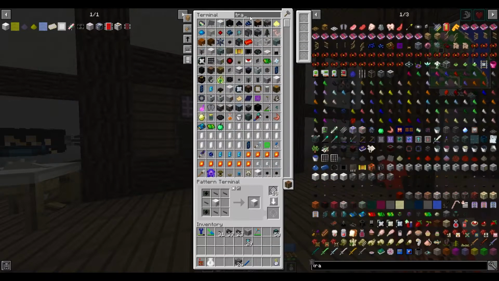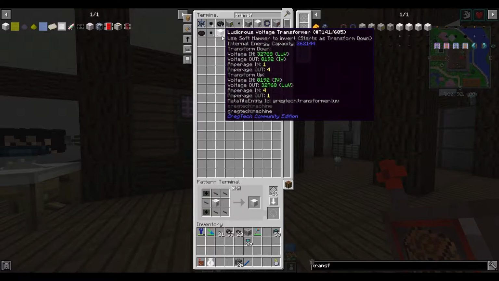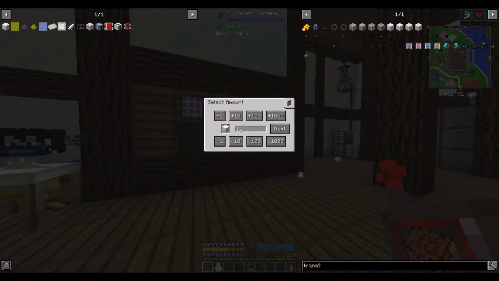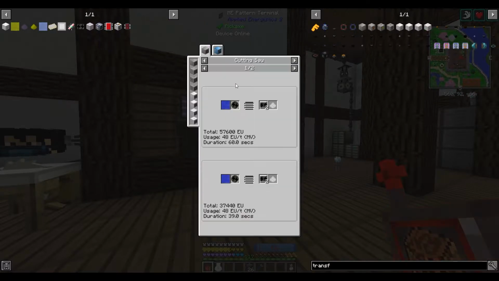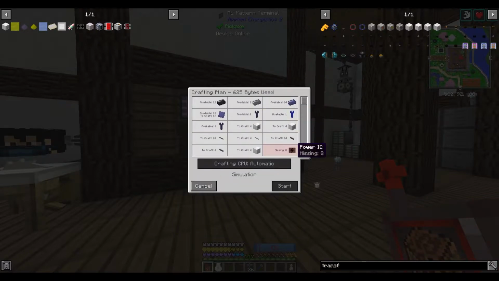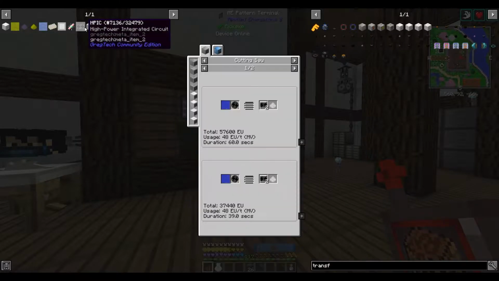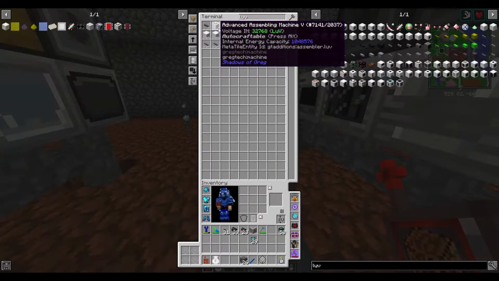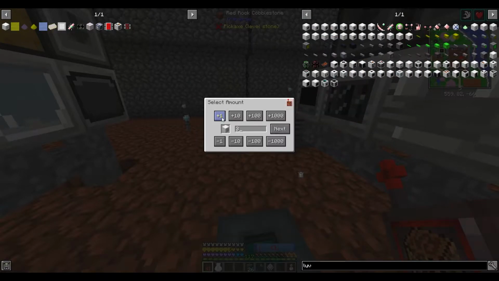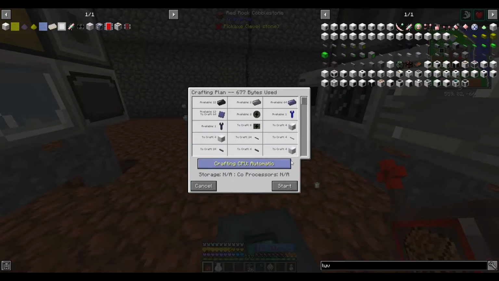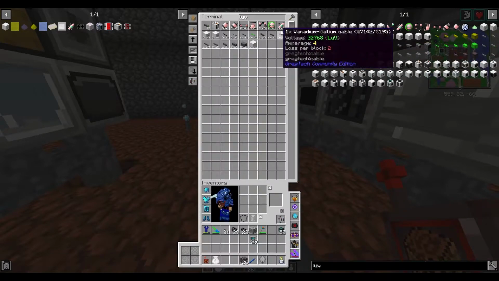It should be fine. Transformer, ludicrous voltage transformer. Let's make 3 of these. Let's make 4. That should be 2 amps. And ooh, what's this? Power IC. You don't know how to make power IC. Okay, okay. Now we should be able to request 4 of you. And that's perfect.